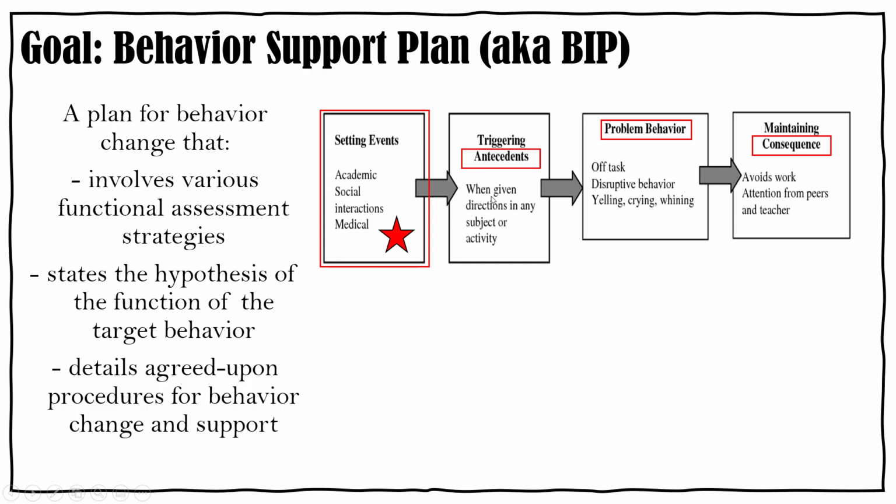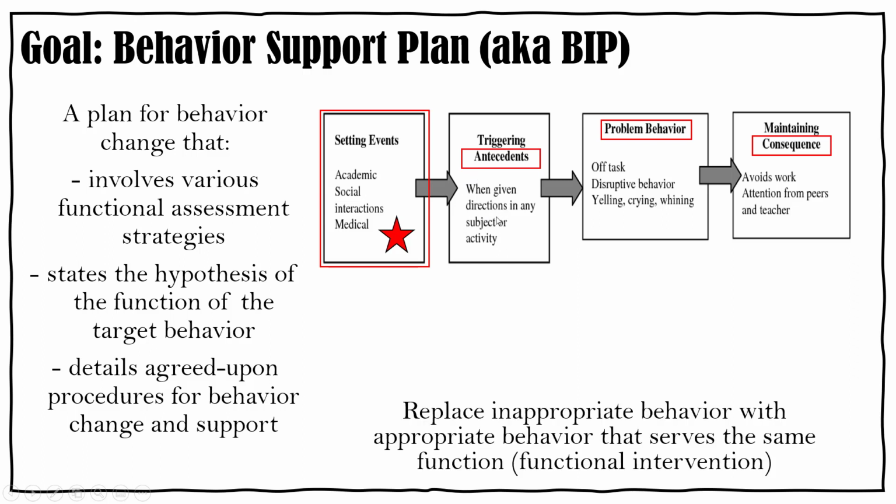We have our antecedent, which is the teacher gives a direction. Our problem behavior, say it's throwing a pencil. And then our maintaining consequence is that the kid throws a pencil and he gets a break, or he gets to escape from the task. So like I said, our goal is to replace our inappropriate behavior with an appropriate behavior. And I want to add that it needs to serve the same function.